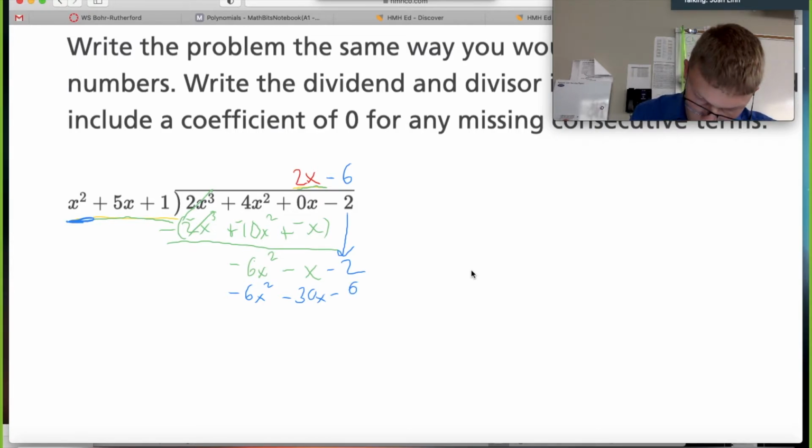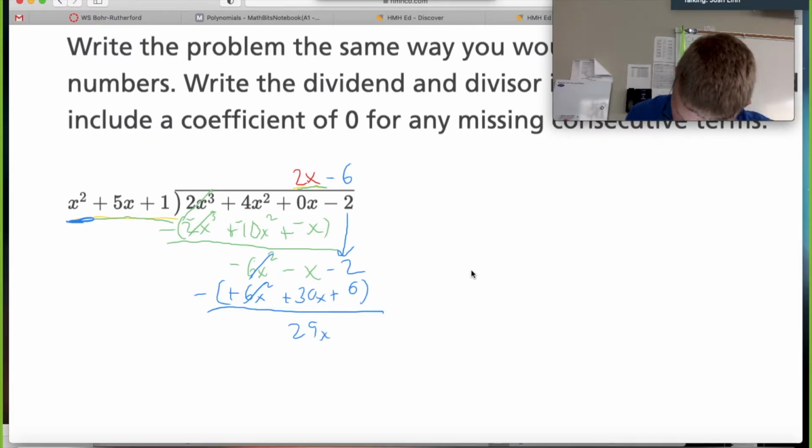So again, we're going to subtract that or add the opposite. So then you just add them all up. So that cancels out. There's the bell. 29x and plus 4. So we're out of terms here. So normally this would be your remainder, right?